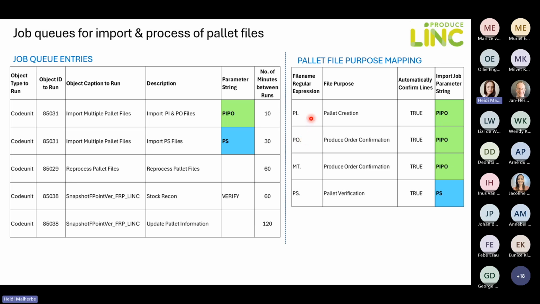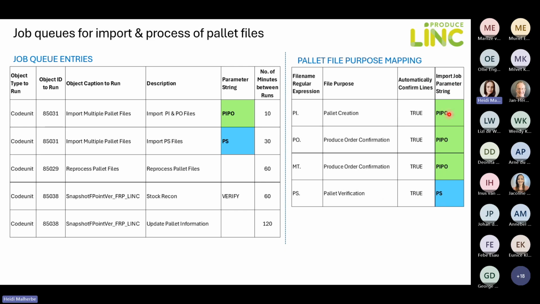Now, this is exactly what that does. The dot after the PI in this example is like a joker, it's your wildcard that says all the files that start with PI, regardless of what comes after, we want them to be imported as pallet creation. Okay, and we've got some basic examples here set up for PIs, POs, empties, and PSs. So in this column, you specify what the purpose is, whether it's produce order confirmation or pallet verification, and we'll get to the automatically confirm lines in a moment.